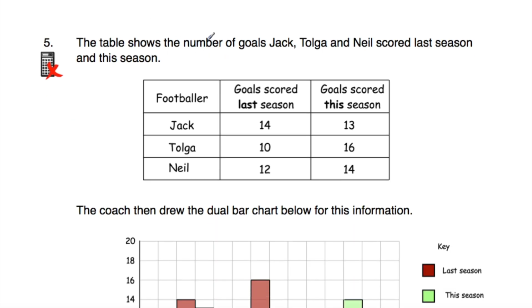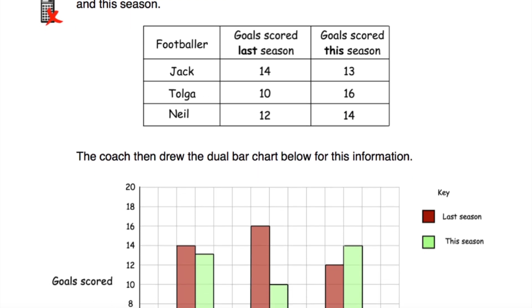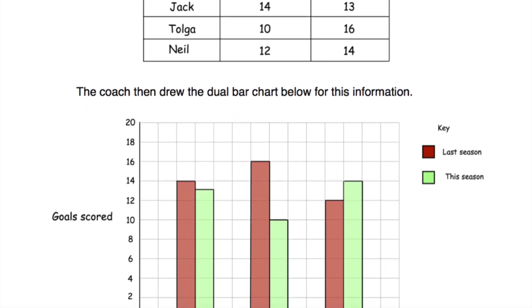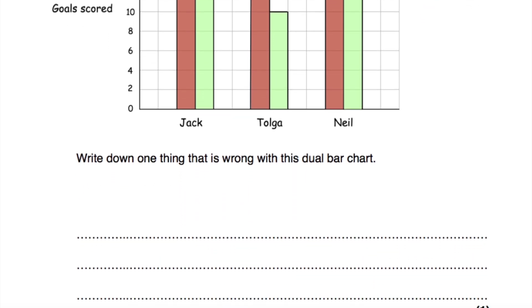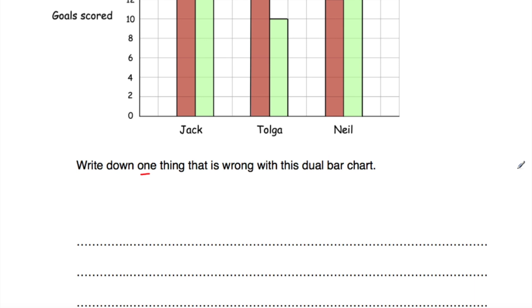Question number 5 says the table shows the number of goals Jack, Tolga and Neil scored last season and this season. Last season Jack scored 14 goals and this season he scored 13 goals. Tolga last season scored 10 goals and this season scored 16 goals. And Neil last season scored 12 goals and this season scored 14 goals. Then we're told the coach drew this dual bar chart to show the information. We've been asked to write down one thing that's wrong with the dual bar chart.